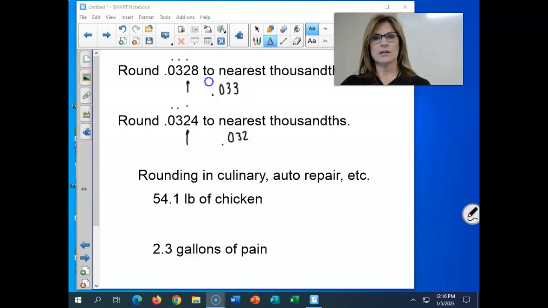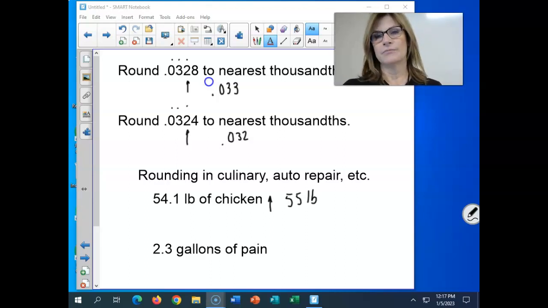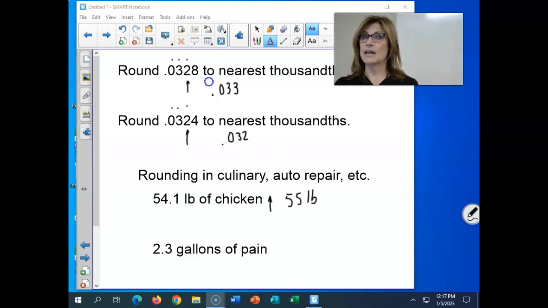Now, if you are in culinary or auto body, rounding is a little bit different. For example, in culinary, you have what they call spillage, where you spill things, or shrinkage, when you cook, things shrink. So if you were doing a banquet and you need 54.1 pounds of chicken, you would not just order 54 pounds. You would automatically round that up to at least 55 pounds, and maybe even more to allow for how much chicken shrinks when you cook it.